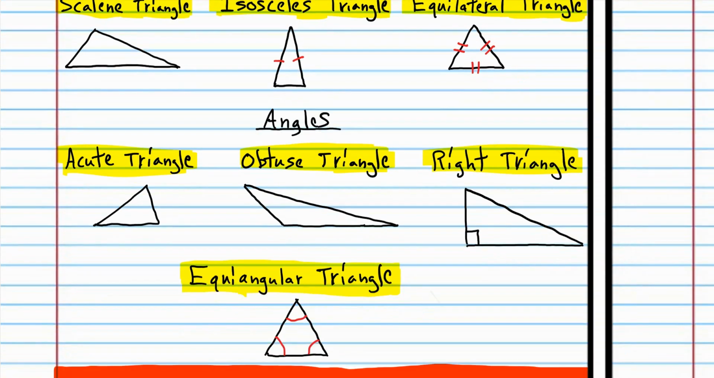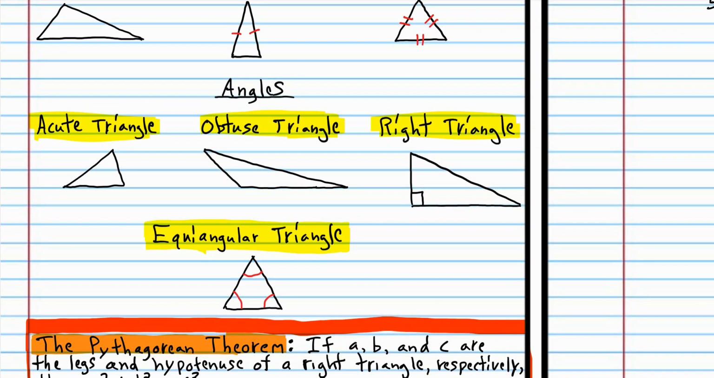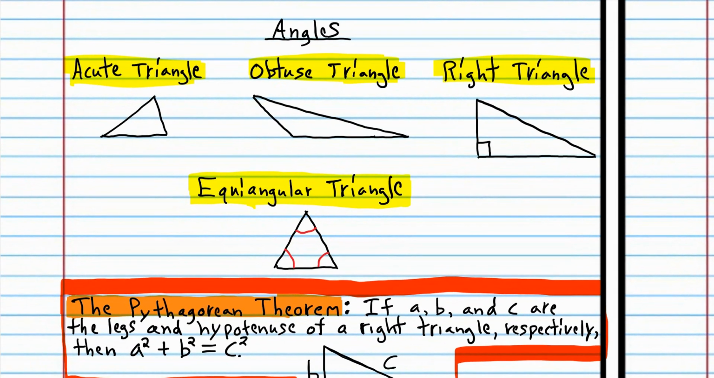And then we have a very special triangle called a right triangle, where one of the angles is a right angle. It measures 90 degrees. That's called a right triangle. And then we have an equiangular triangle where all the angles are the same measure.